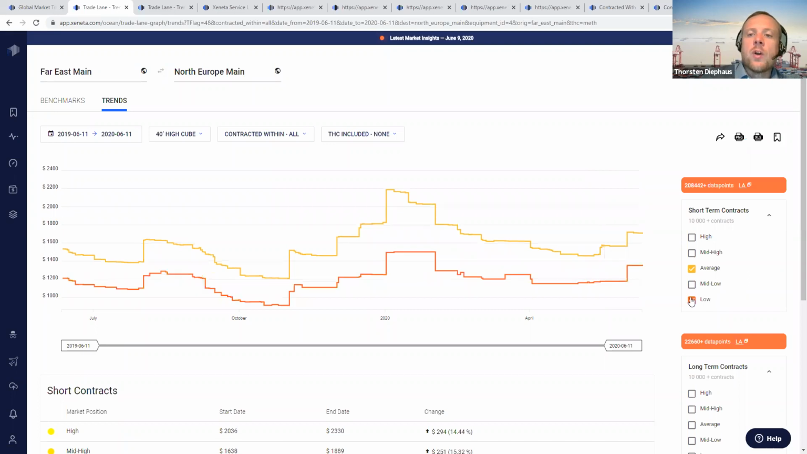The same picture when I show you the low side of the short term: this one is up as well, with an average price on the low side of 1350. I don't know if a lot of you are surprised about this one, that even when the bunker share of the total rate is going down, the pure rate itself remains stable or even increases, so that the overall level is the same or higher.